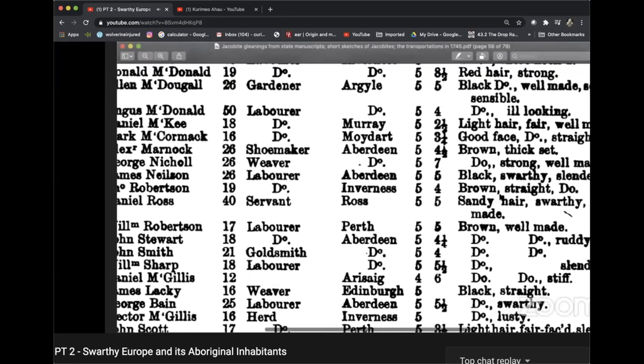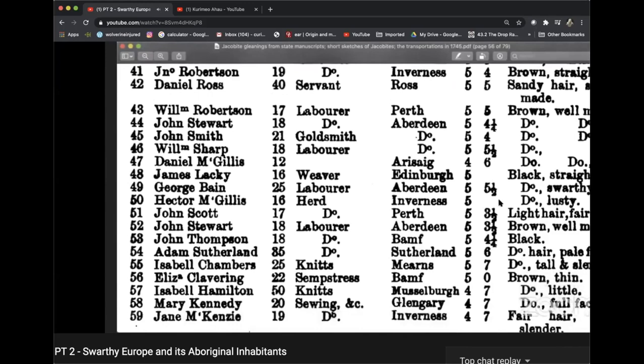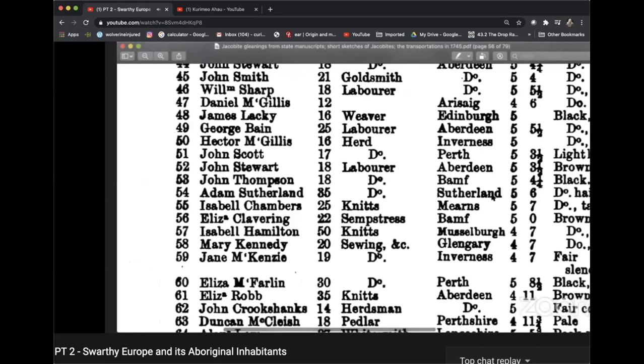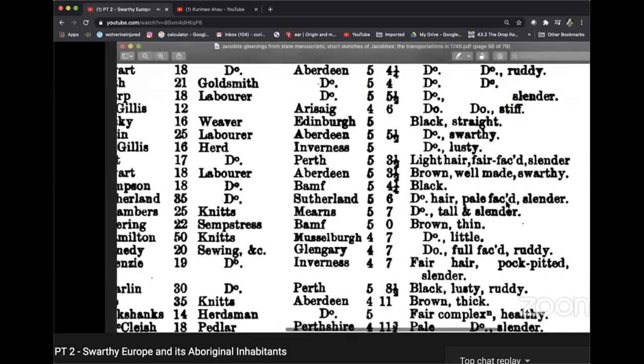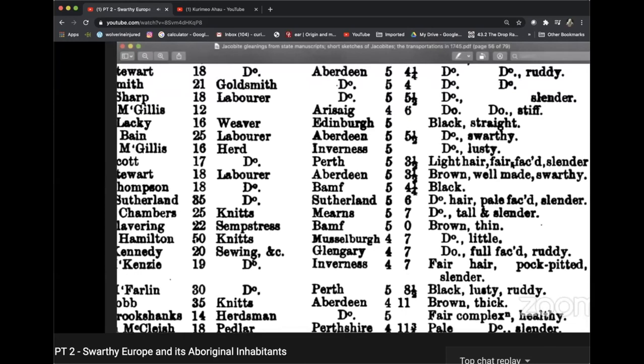Brown, straight, sandy hair, brown. Ditto, ditto. Black, straight, swarthy, lusty. See all these? These are last names, right? Black, pale faced. There you go. We've got a white man, pale faced, or a very light-skinned so-called Negro. They tell you fair faced, pale faced. When they're pale faced, they're telling you.